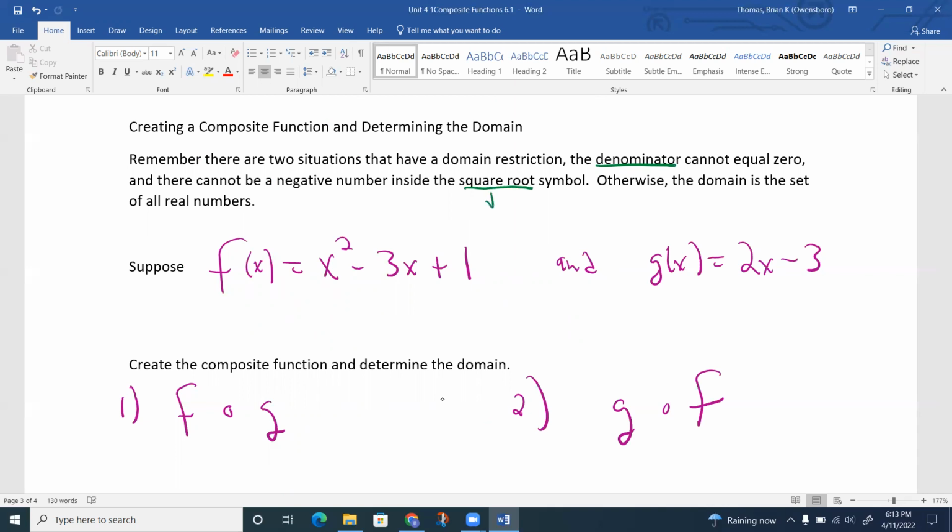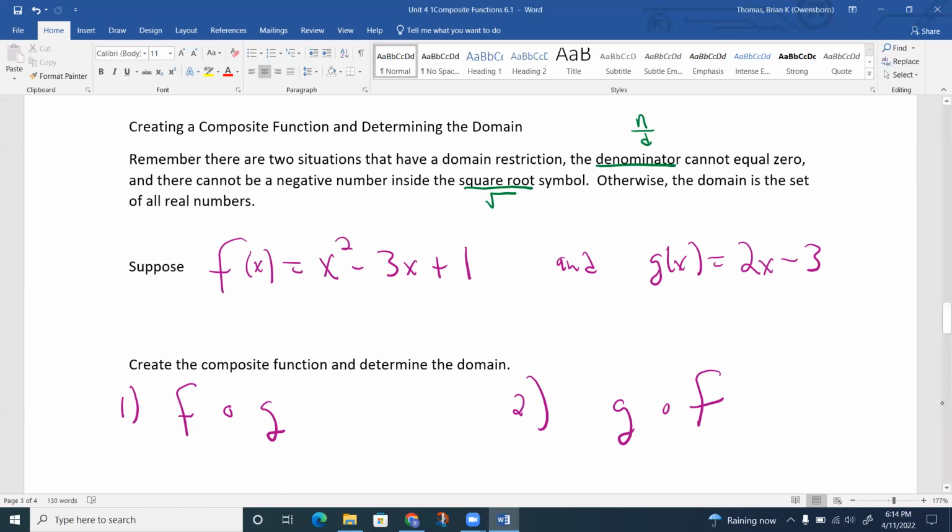So remember, the square root symbol looks like this. And the denominator means you have to have a numerator and a denominator. So the denominator is the bottom part of a fraction. So that's the only 2 times we have a domain restriction. If we don't see a denominator, if we don't see a square root symbol, at this point, we would say there is not a domain restriction.